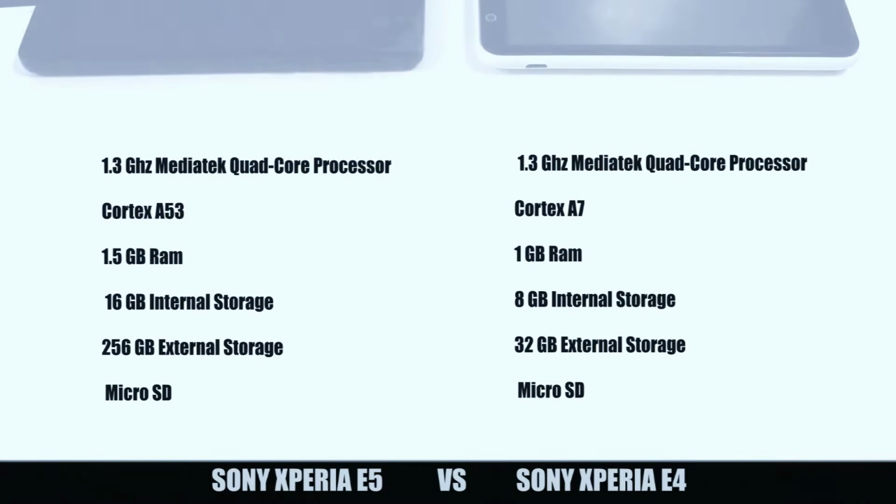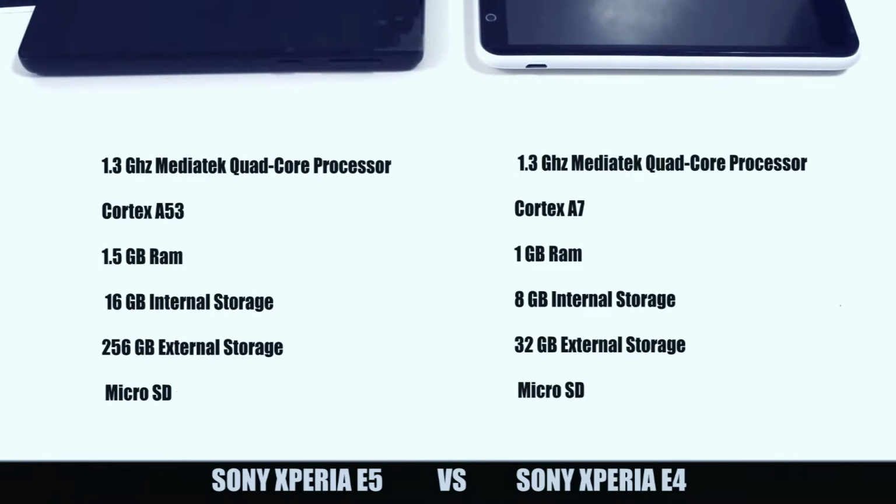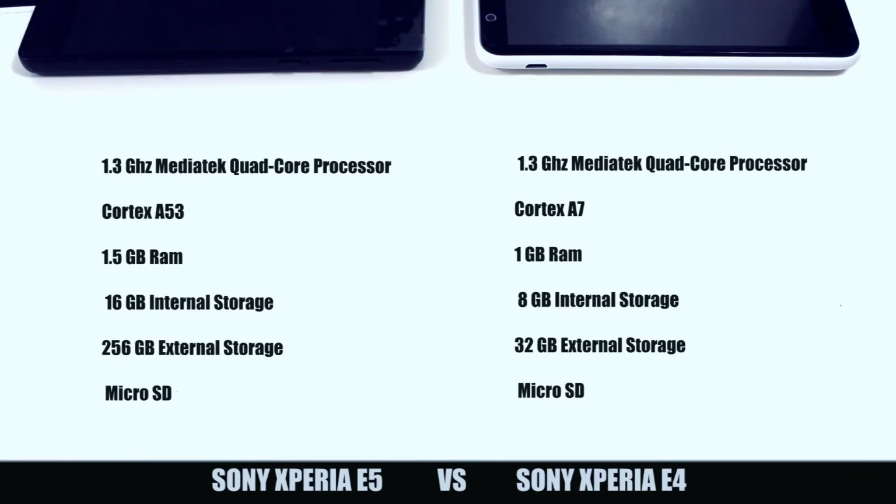Both phones have a 1.3 GHz quad-core processor. The difference is the E5 is using a Cortex A53 GPU with a MediaTek MT6735 chipset with 1.5 GB of RAM, while the E4 is using a Cortex A7 GPU with a MediaTek MT6582 chipset and 1 GB of RAM.